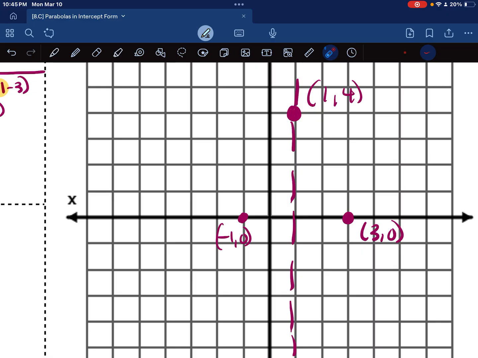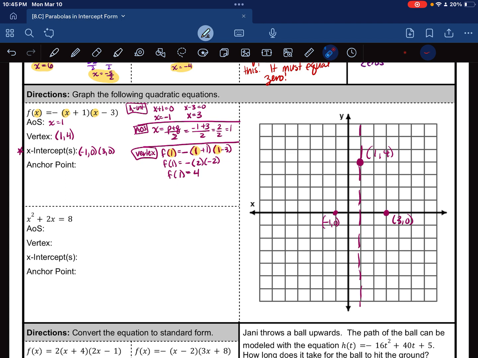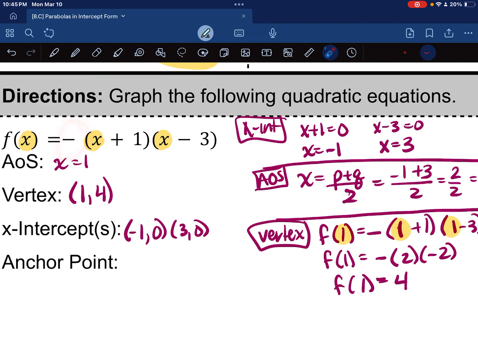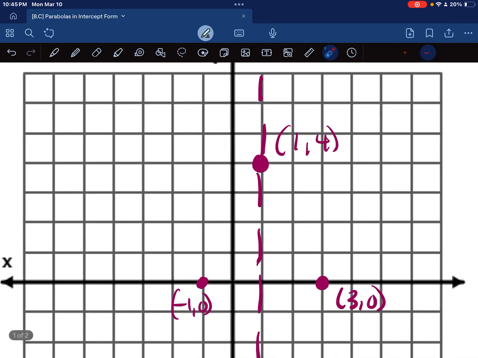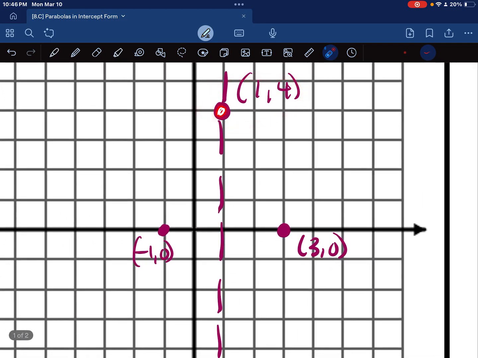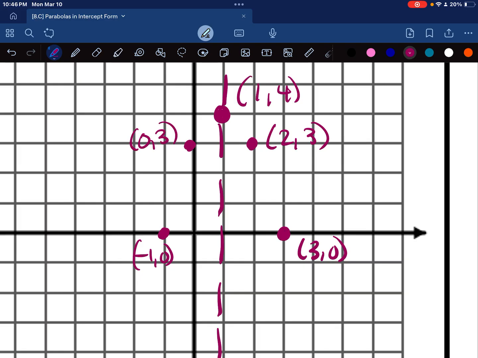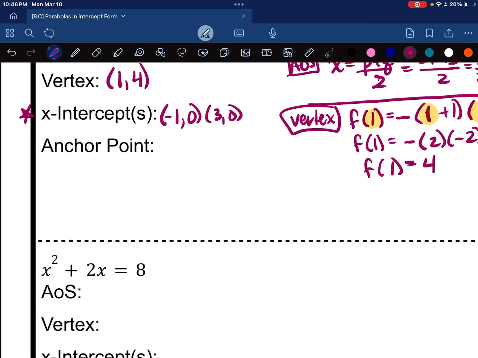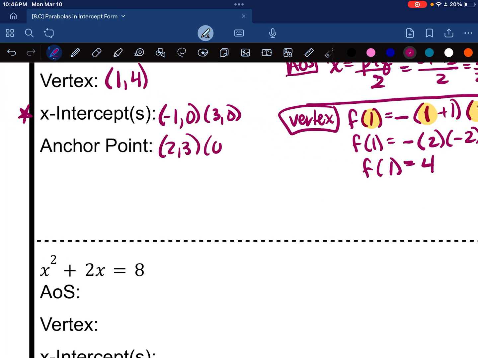But remember, you need 5 points total to graph this. So I'm using my a value. My a value here is -1. So what that's saying is when I come here to the vertex and I put my pencil on it and I go 1 box to the right, -1 says I'm going 1 box down. So without any calculation, I know that's the point 2, 3. And if I reflect it, if I go the opposite direction to the x-axis, I get 0, 3. And that comes because the graph is symmetrical. So my anchor points, 2, 3 and 0, 3, came from my a value.